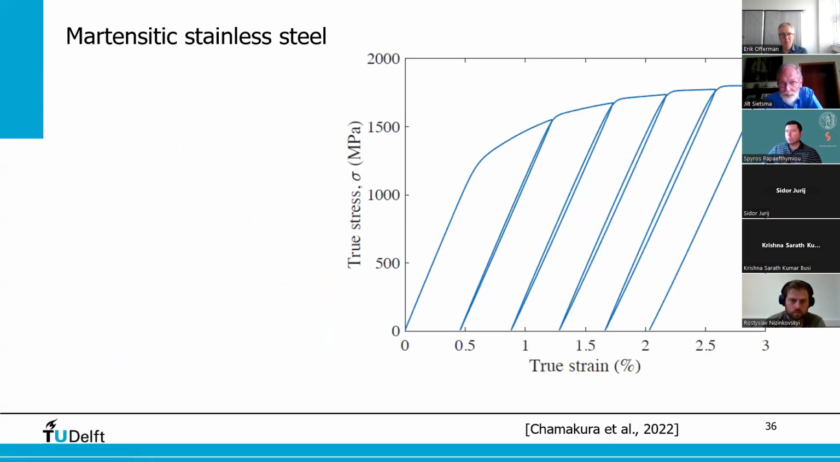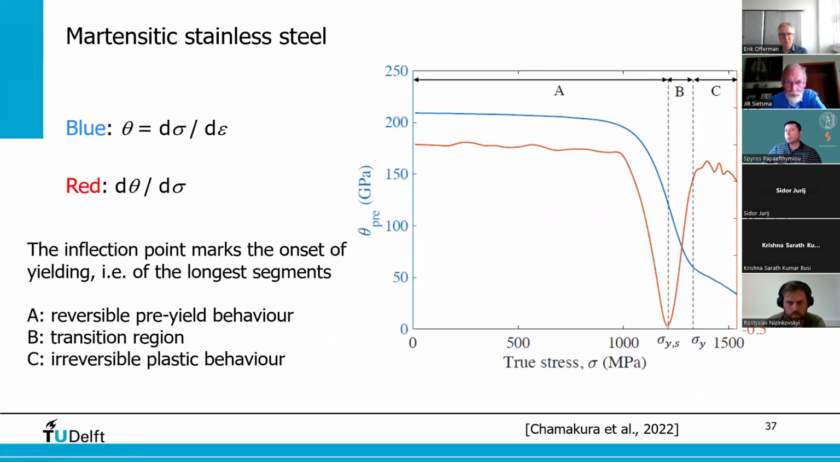We applied it to a martensitic stainless steel, and here you see we did 5 loops, again with 0.5% strain in between, but of course the martensitic steel has a ductility that's a lot less than the other steels. And here we looked even a bit more precisely.